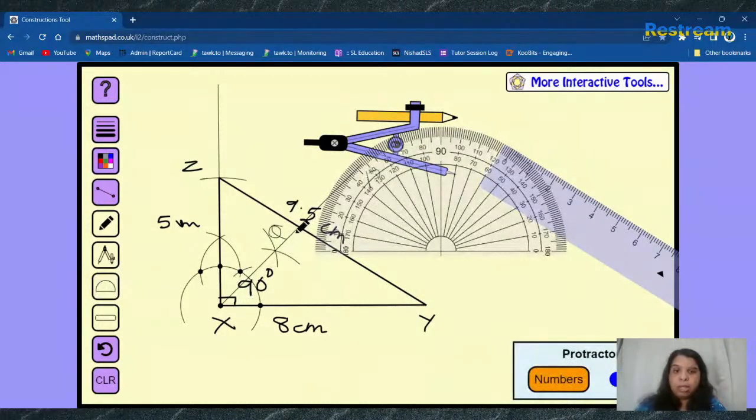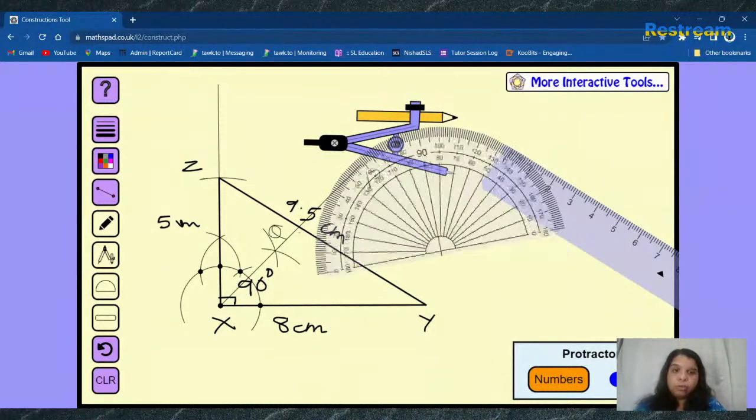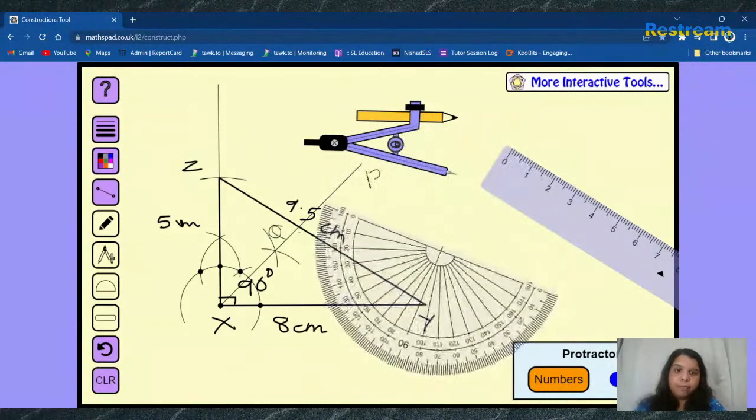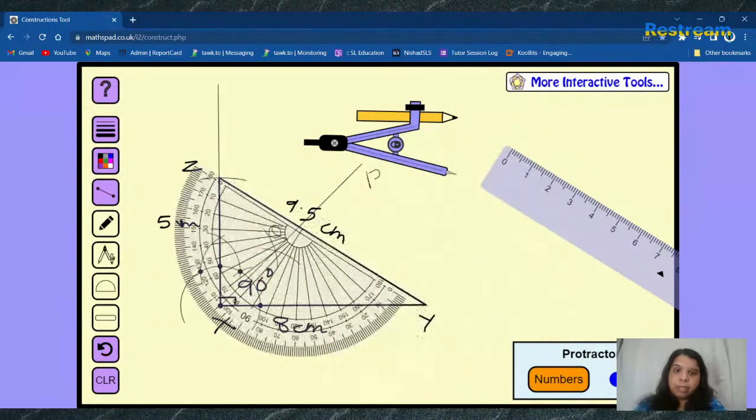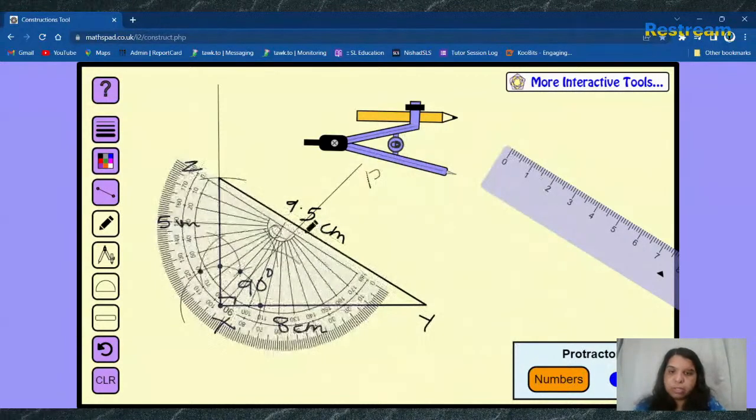And they have asked us to measure the size of angle XQY. So XQY, they need us to find this angle. So what we are going to do, we are going to rotate our protractor and make sure that it is on this point. It's very difficult.